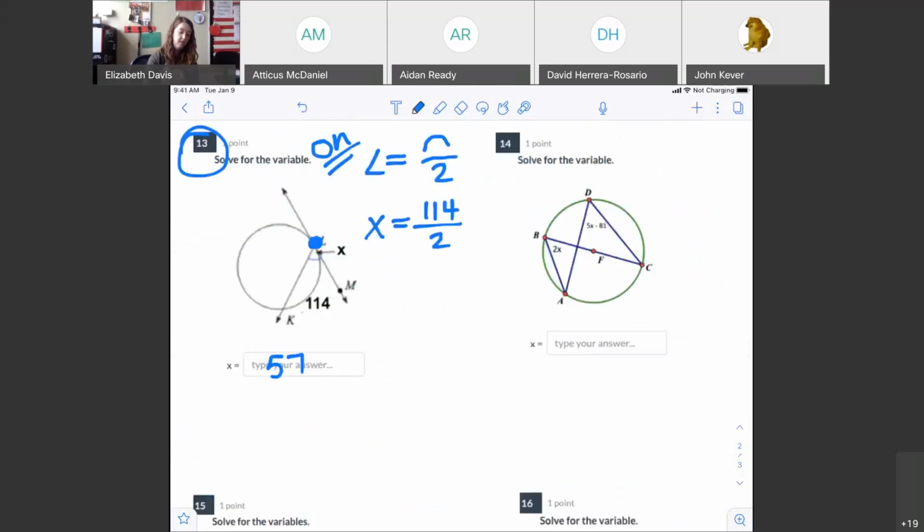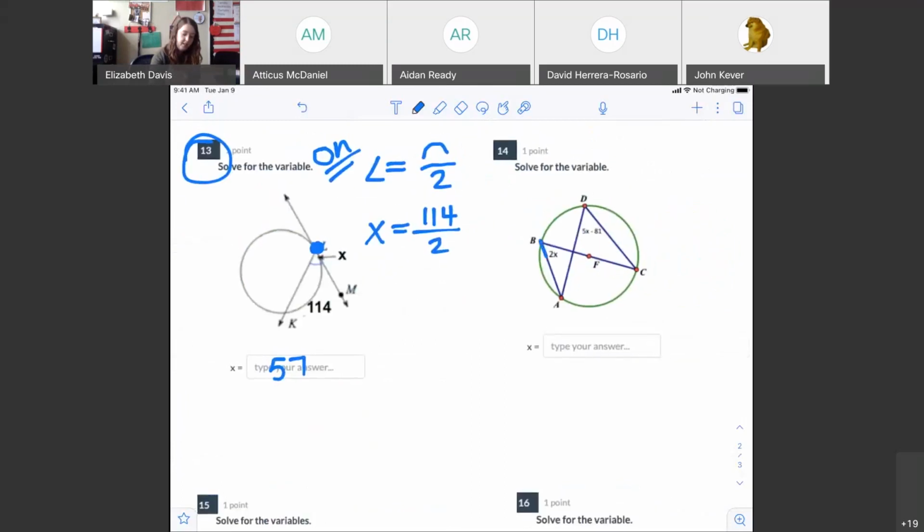All right. On number 14, notice that angle ABC cuts off this arc, and angle ADC cuts off the same arc. Go ahead and try number 14.